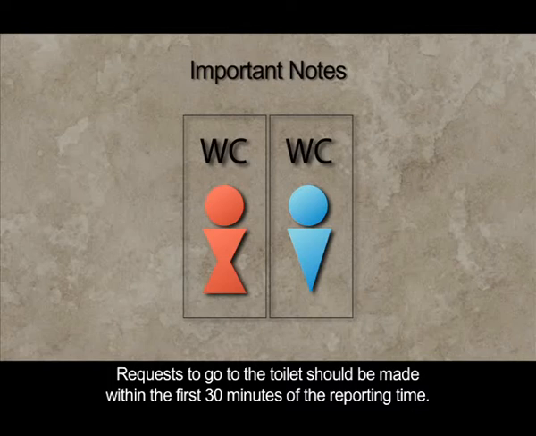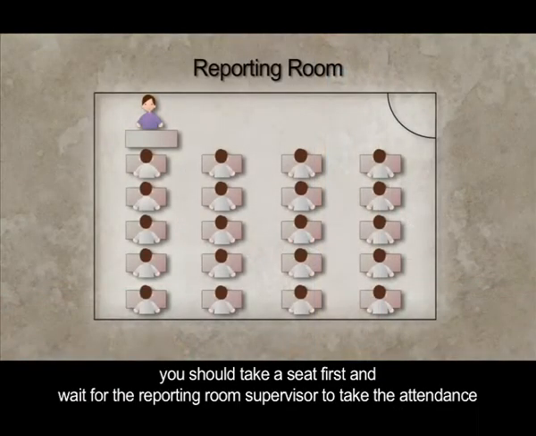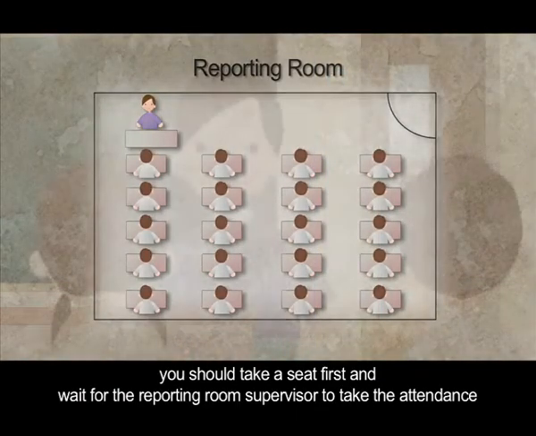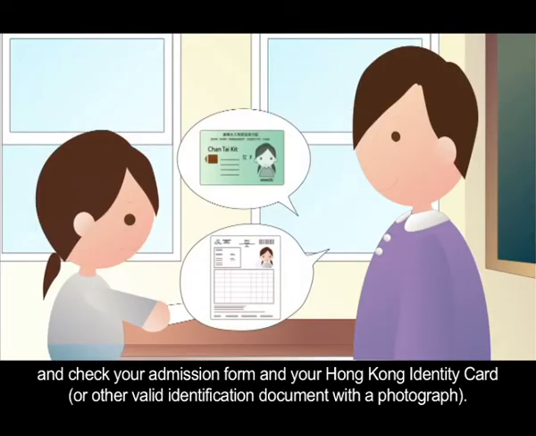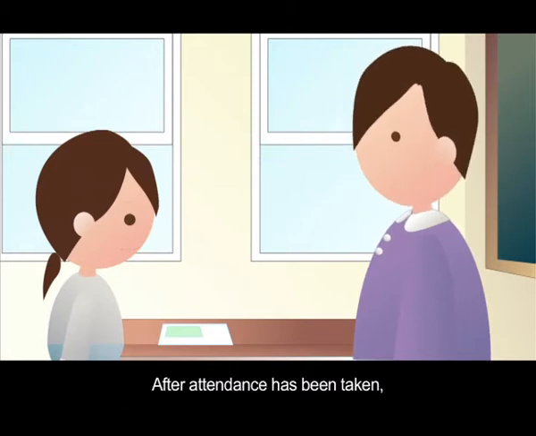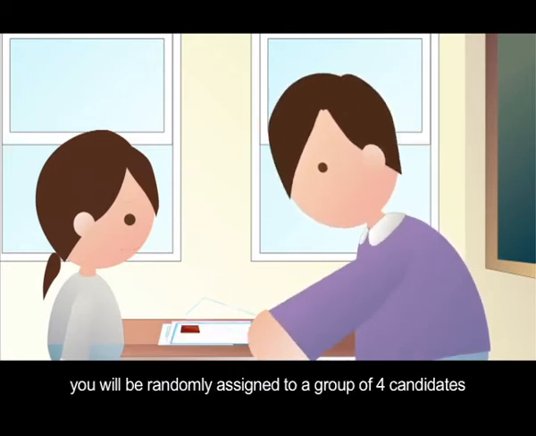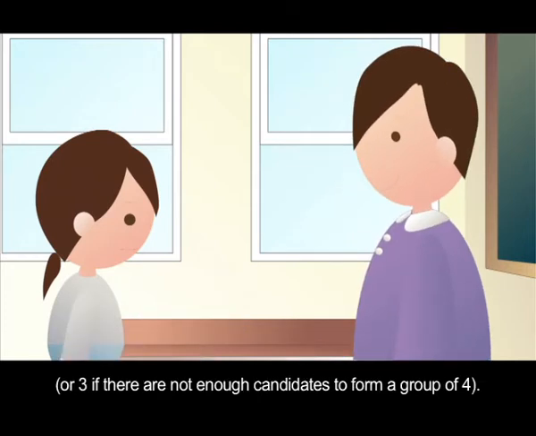Requests to go to the toilet should be made within the first 30 minutes of the reporting time. Procedures. When you enter the reporting room, you should take a seat first and wait for the reporting room supervisor to take the attendance and check your admission form and your Hong Kong identity card or other valid identification document with a photograph. After attendance has been taken, you will be randomly assigned to a group of 4 candidates, or 3 if there are not enough candidates to form a group of 4.